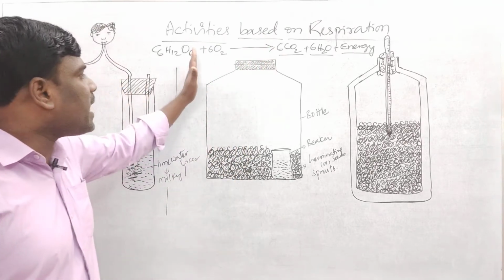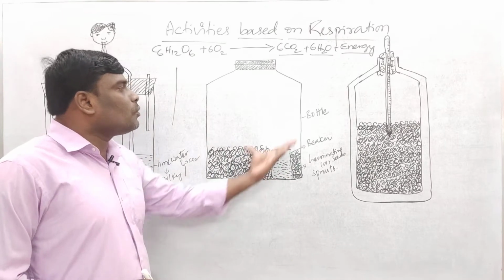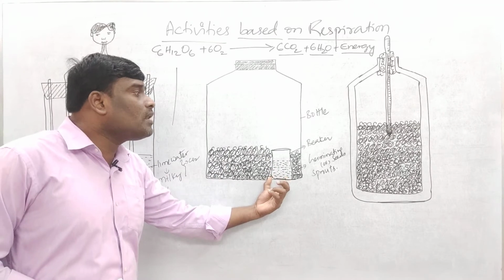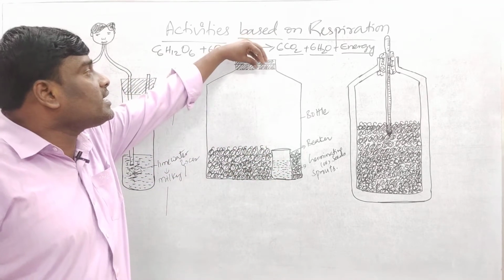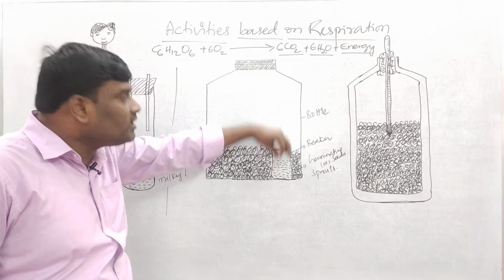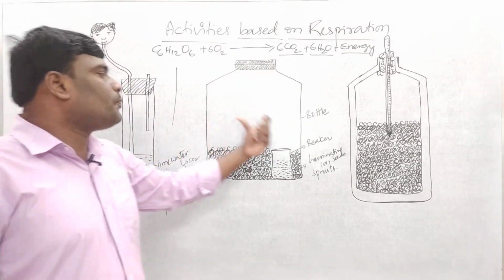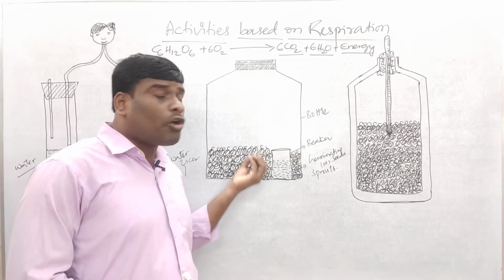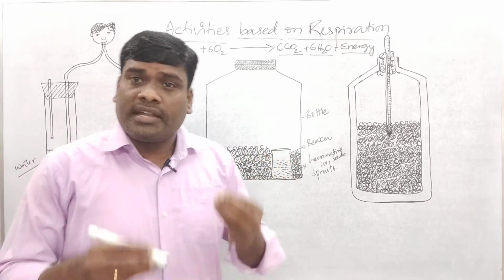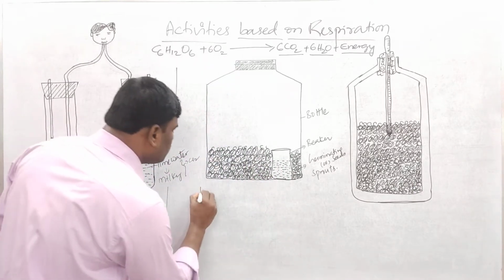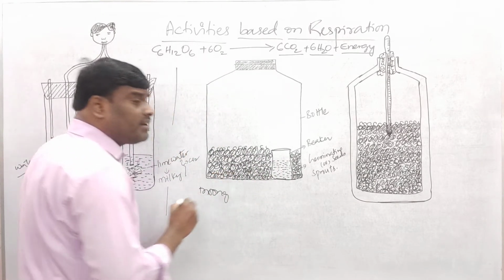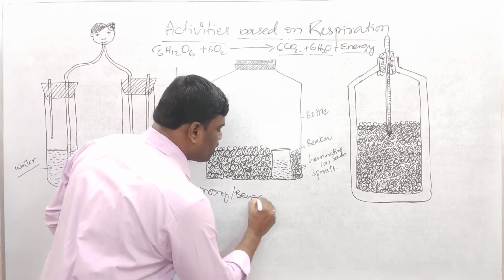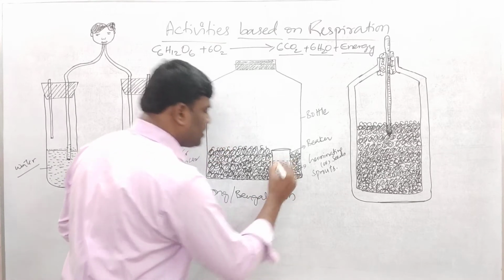Okay, so for this activity, what is required? One bottle is required, children, which is transparent, and another one, a small beaker. We need to place it very carefully inside this bottle, children. Another thing is sprouts or germinating seeds. How can we make these germinating seeds or sprouts? For example, you take moong, that is green gram, or you take Bengal gram, children, here.